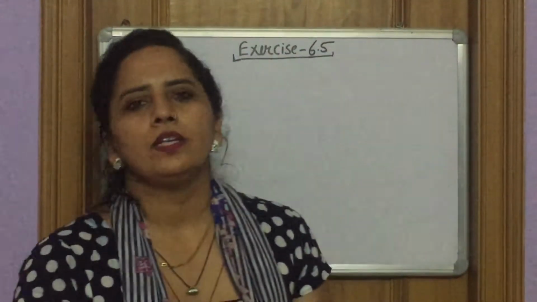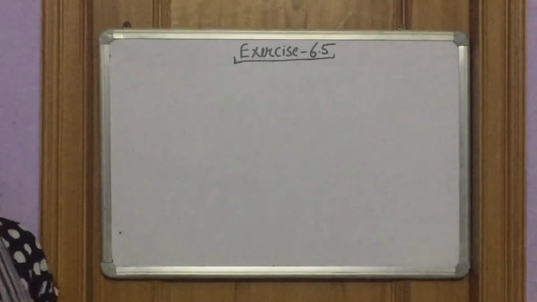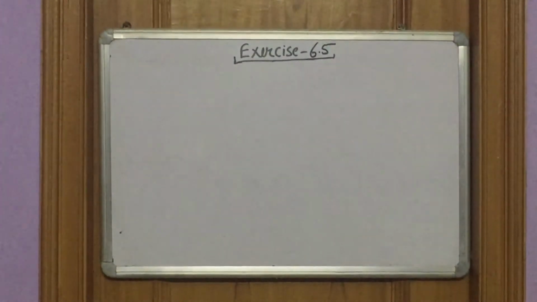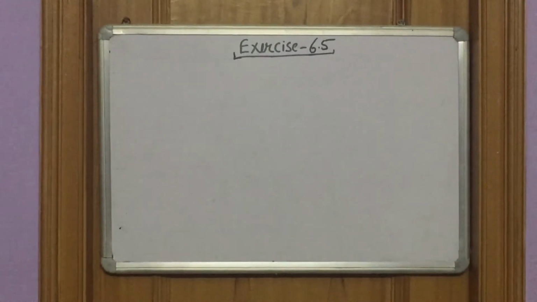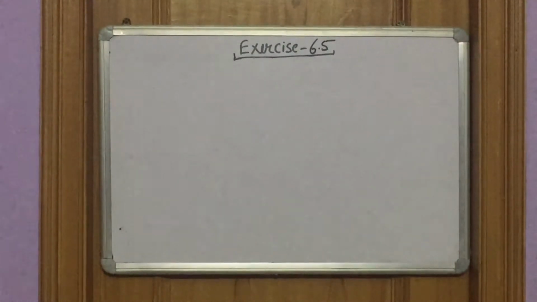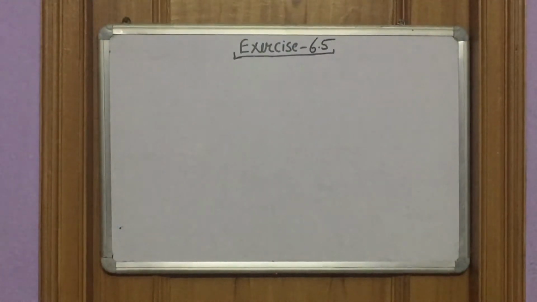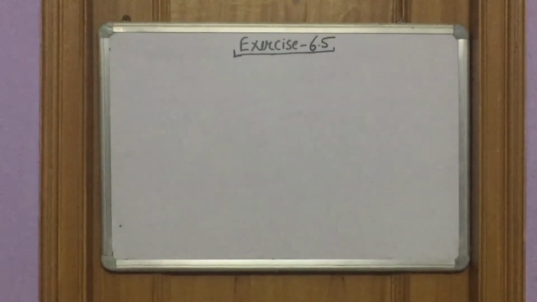Today we will do some questions of exercise 6.5 of class 10. So let's start. The statement is: a ladder 10 meter long reaches a window 8 meter above the ground. Find the distance of the foot of the ladder from the base of the wall.